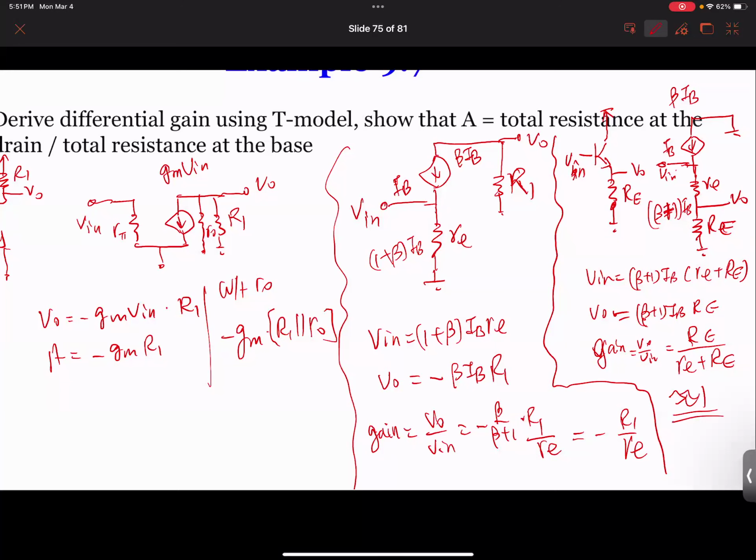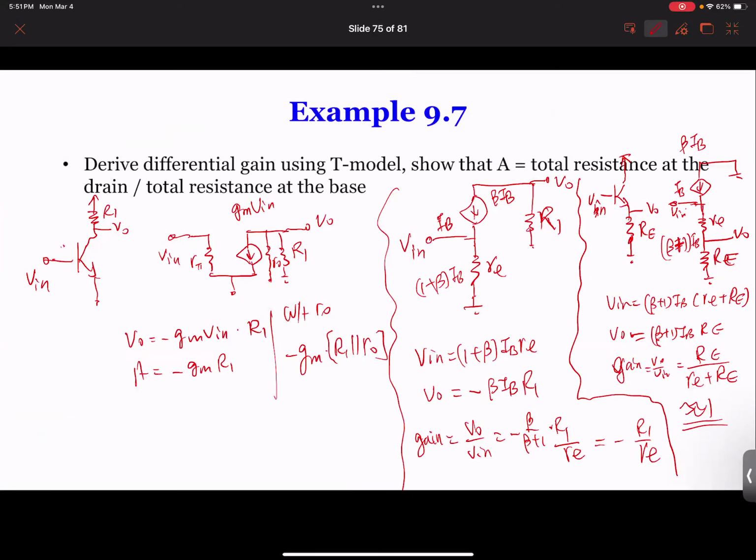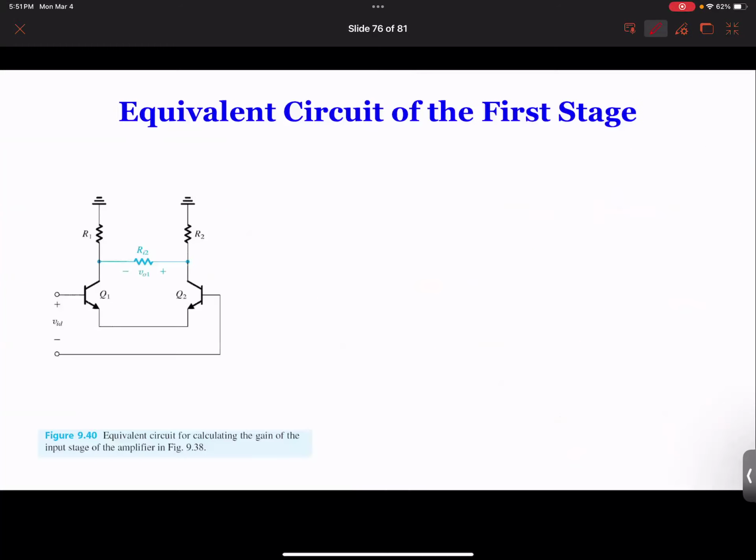That's the common emitter. So I want to give you this general, simple review, so that it will help you to really calculate the gain of example 7.7 or 9.7 or 9.8. Okay, so let's go back to this example 9.7.